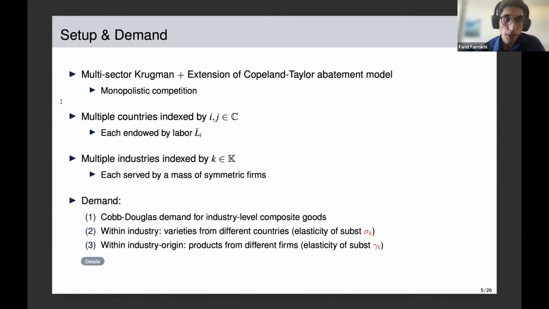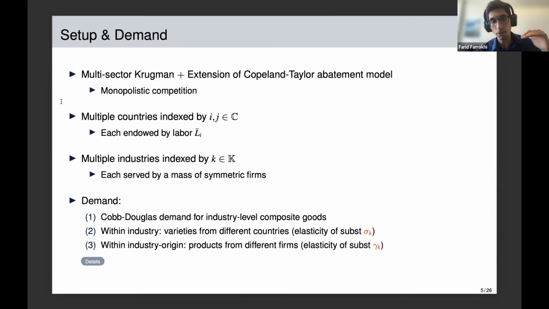Competition. There are multiple countries, typically with my notation I or J, and each is endowed with a given endowment of labor, L bar I. There are multiple industries, typically indexed by K, and each is served by a mass of symmetric firms. And there is free entry, like the Krugman model. And on the demand side, we have three tiers of preferences.